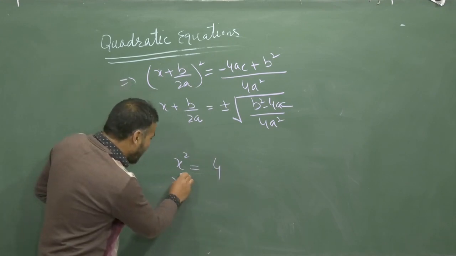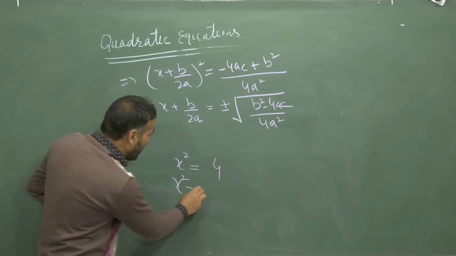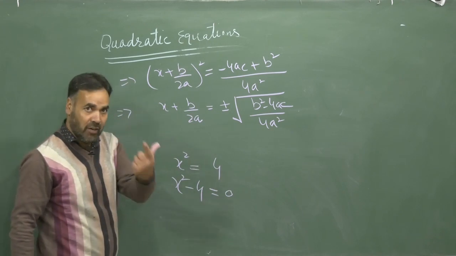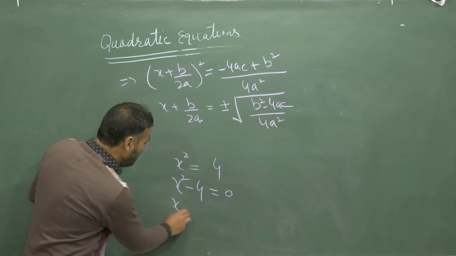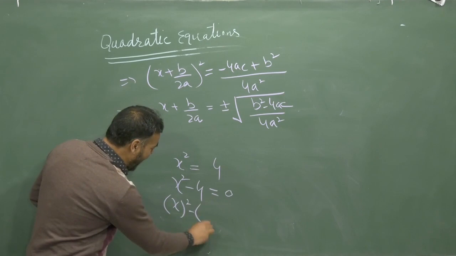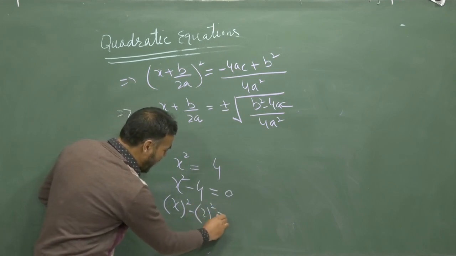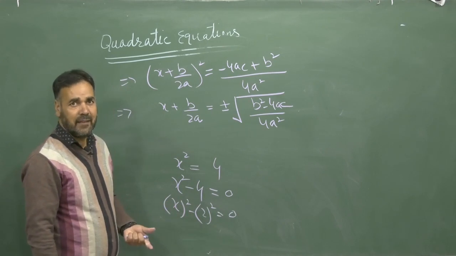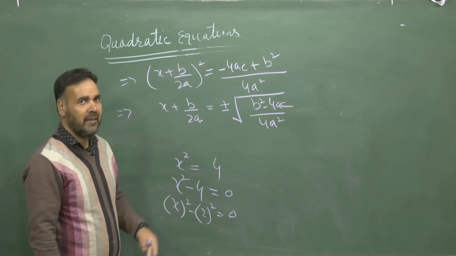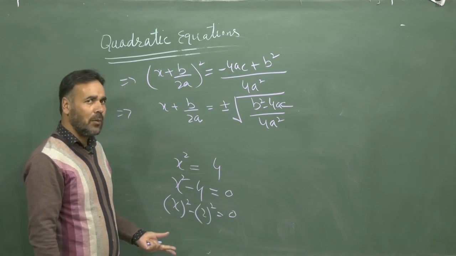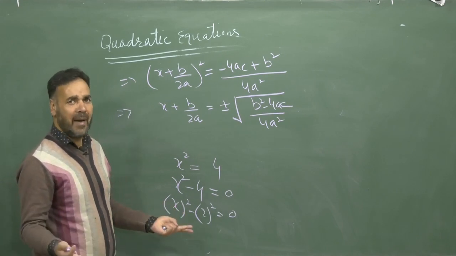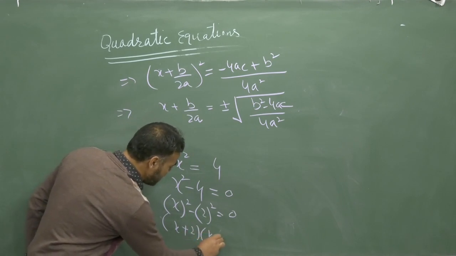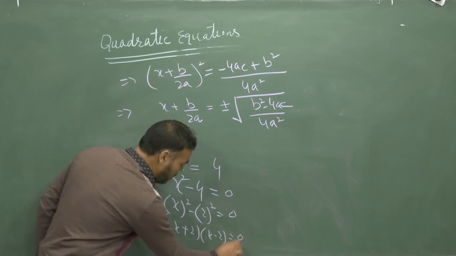So it is better to write x square, you can transpose this 4 here, it will be x square minus 4 equal to 0. Can we say it is x square minus 2 square is equal to 0. So this is an identity. A square minus b square is simply a plus b, a minus b. That is x plus 2 into x minus 2 equal to 0.